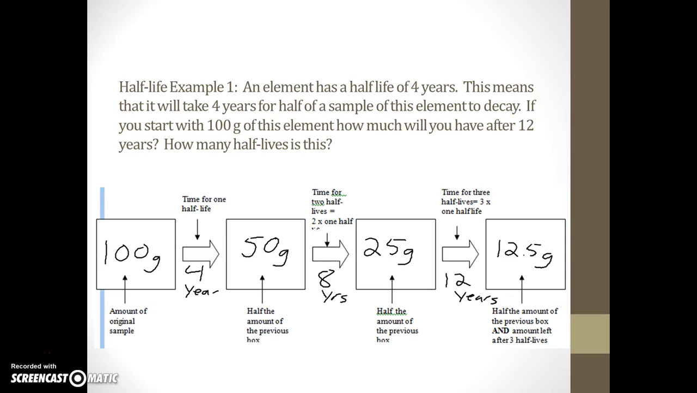How many half-lives is it? To find this, all you have to do is go back and count your arrows. We have 1 arrow, 2 arrows, and 3 arrows. So it would be 3 half-lives. So after 3 half-lives, 12 years has elapsed, and we're left with 12.5 grams of our original substance.